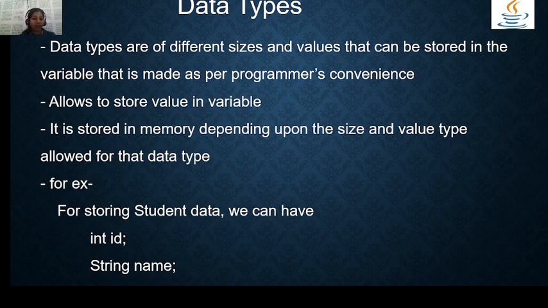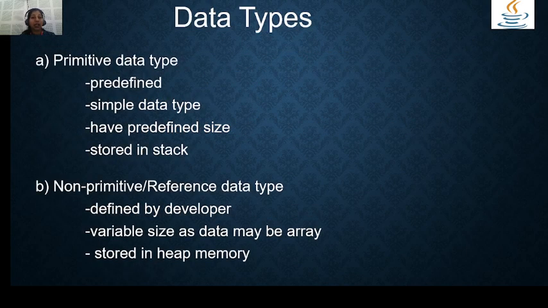For example, for storing the student data, we can have its ID and name. So ID will be stored as int and name will be stored as a data type string. Okay. So mainly there are two types of data: primitive data type and non-primitive data type. So what are the differences between these?